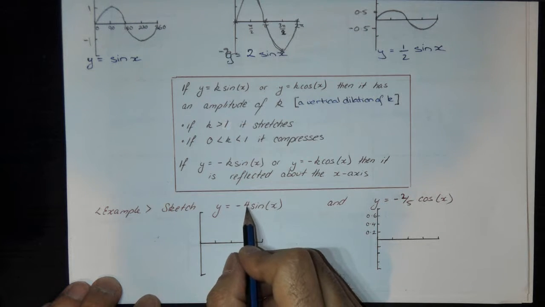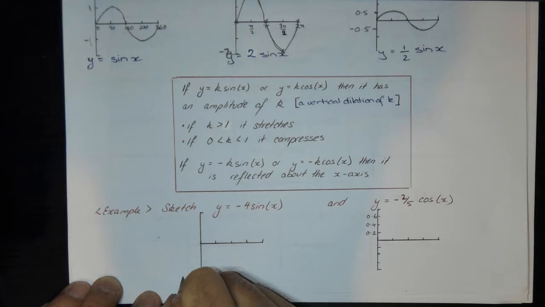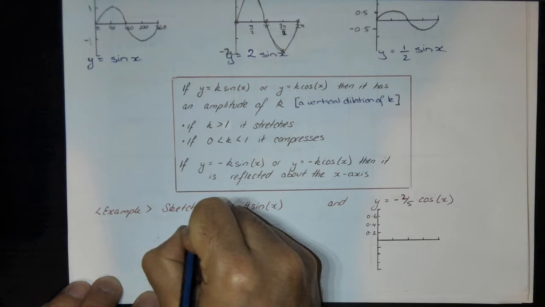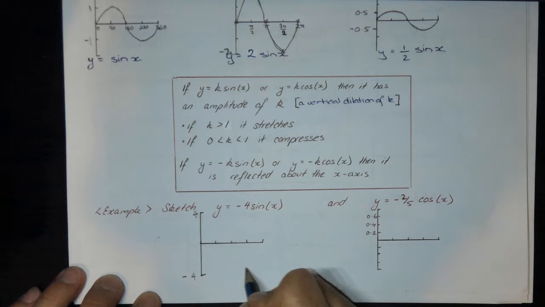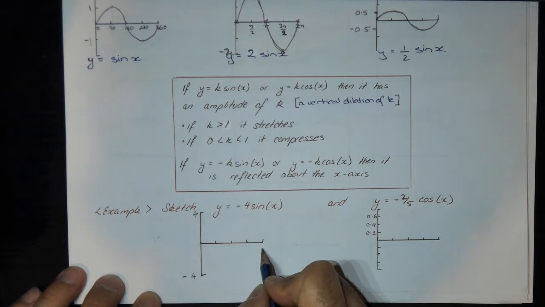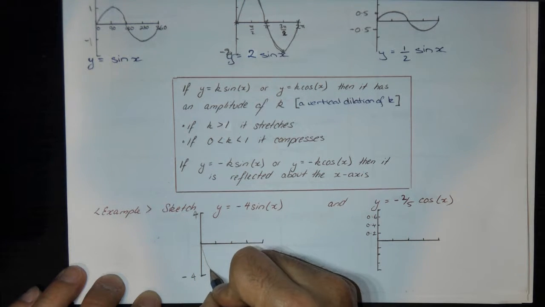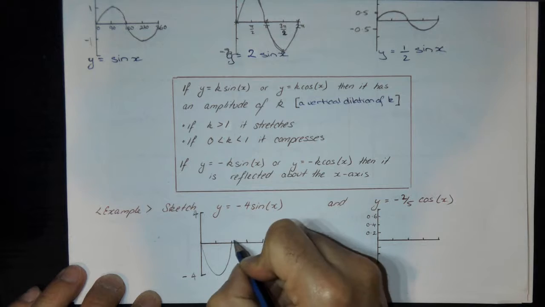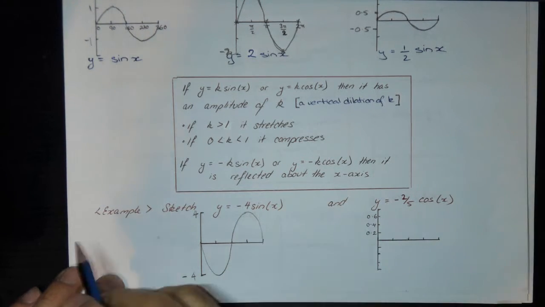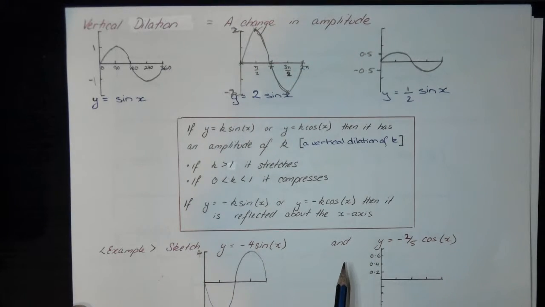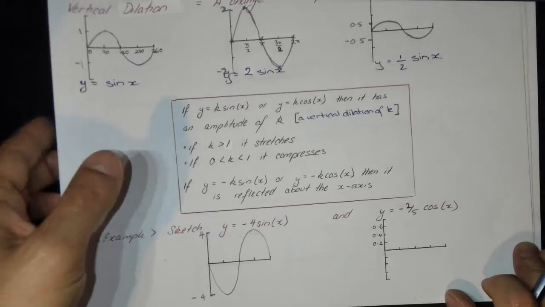So we've got negative 4 sine of x. The amplitude is 4. And instead of going like this, we're going to reflect about the x-axis, so it's going to look like this. Now all of these are between 0 and pi, so just be aware of that.